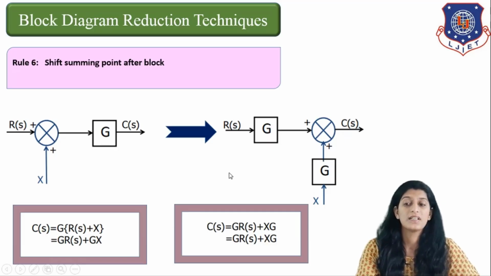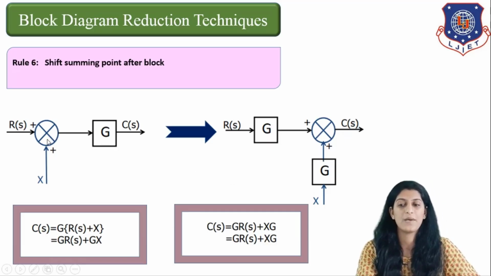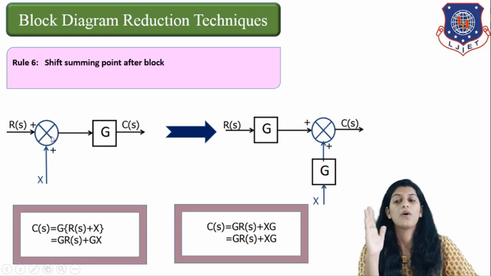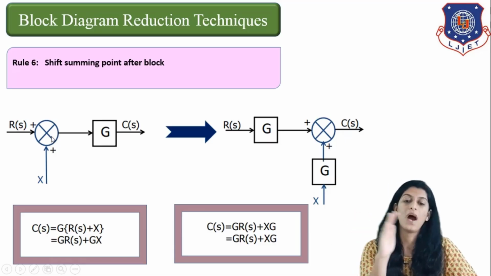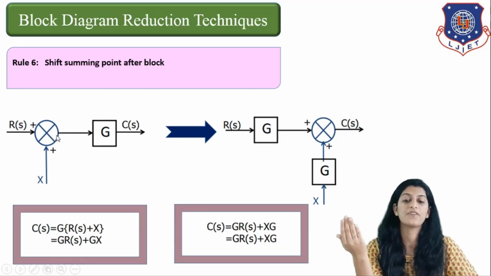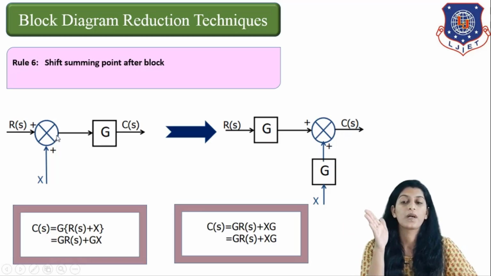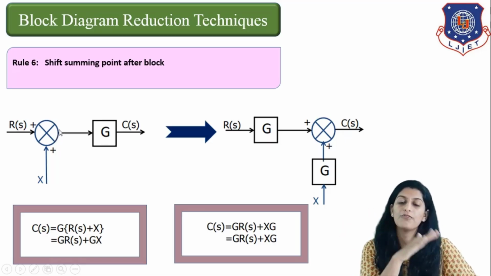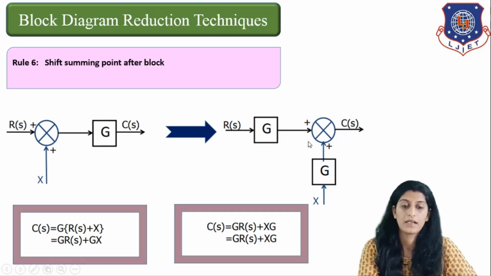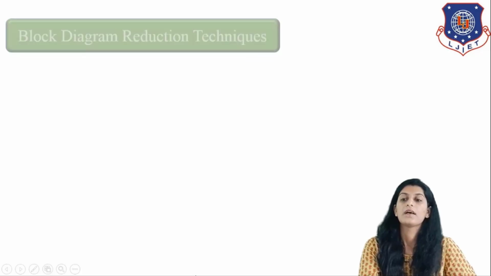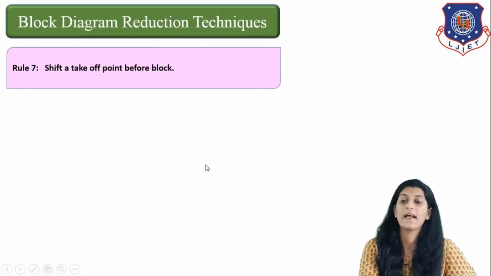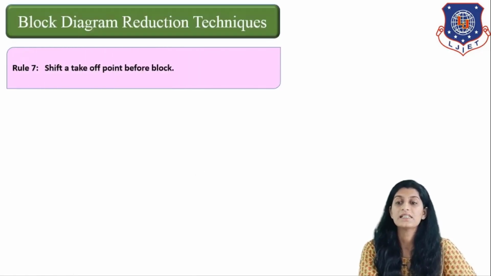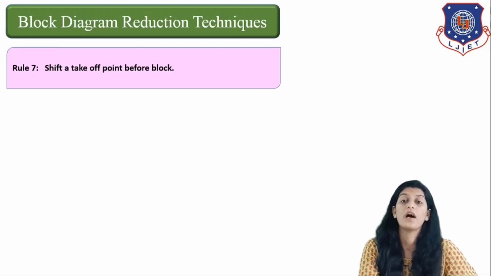Right. So this is how we can shift a summing point from one position to another position. We can shift it either from the initial condition to the furthermost condition. Now, the next point is point number 7, which is to shift a takeoff point before a block.